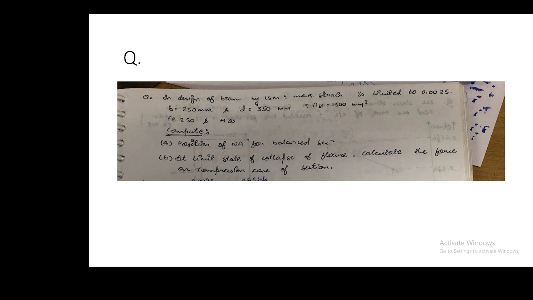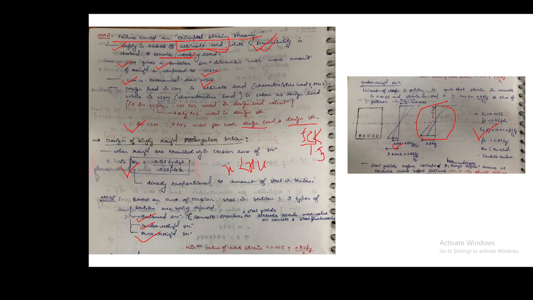Okay, so in this question, in the design of a beam by LSM, maximum strain is limited to 0.0025. This is a change, you can see, right? What is the limiting strain in actual limit state design? Anybody? You guys have to remember this. Okay, it is 0.0035, right? Everywhere it is given. See it here, 0.0035.